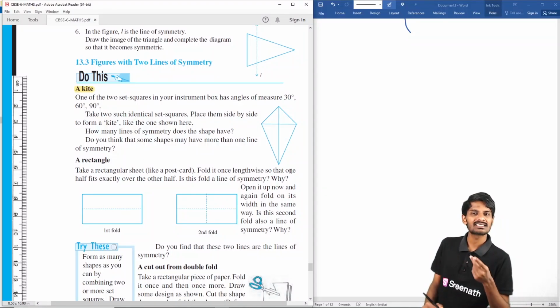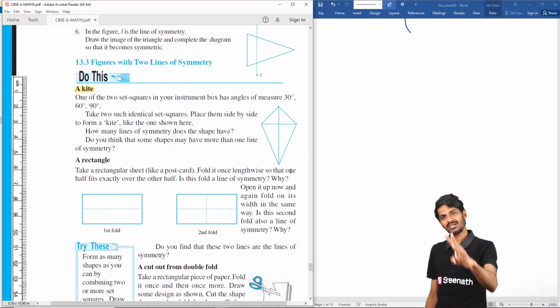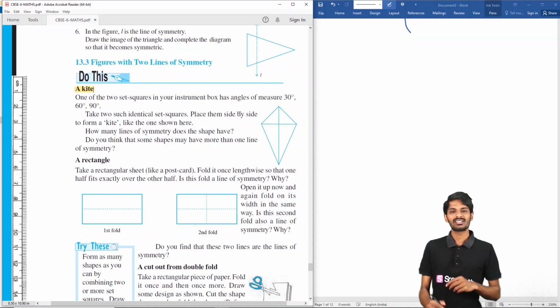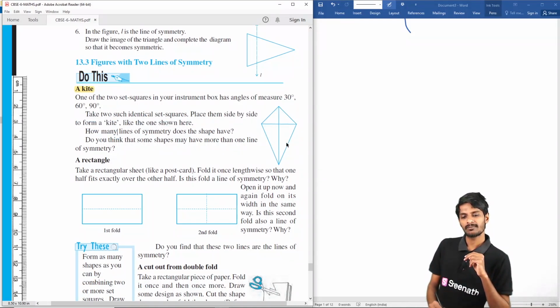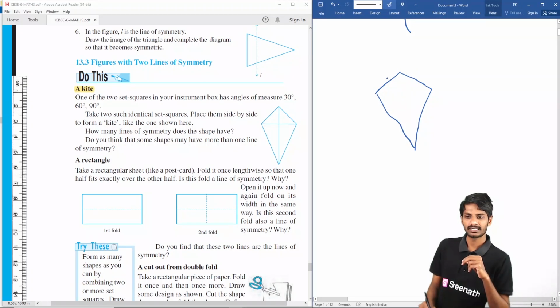Can you tell? Guess. I am giving you 5 seconds. 1, 2, 3, 4, 5. Yes, that's right. You have two lines of symmetry. One is along this line. Suppose it is the kite, then this one line is the line of symmetry.